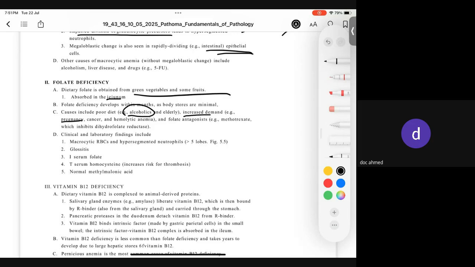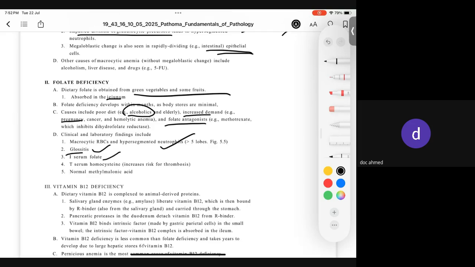Hemolytic anemia. Okay, cancer cells also need DNA, folate, and everything, right? Folate antagonists, if I'm giving methotrexate, trimethoprim, sulfa drugs, something like that. If I'm giving an antagonist of folate, they won't make DNA. If they won't make DNA, they won't undergo division. If they won't undergo division, it means we're going to have big cells, right? Hypersegmented neutrophils, glossitis. Keep that in mind.